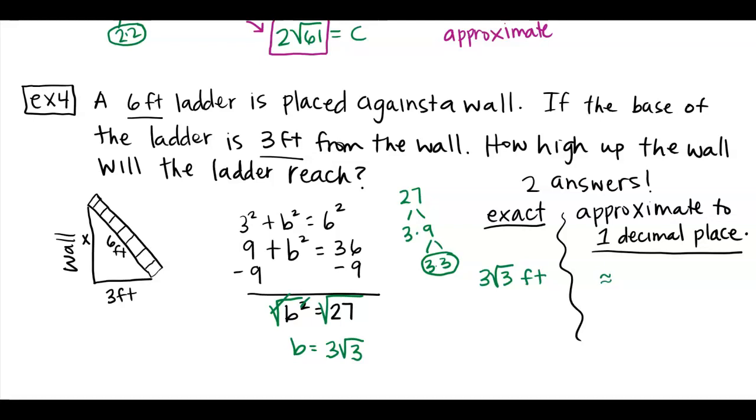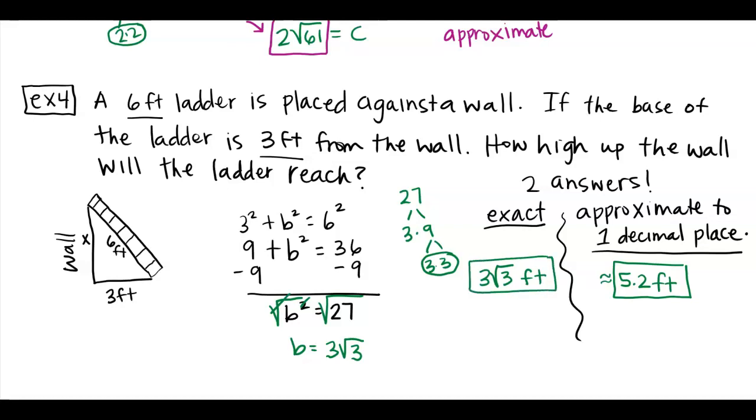Okay, I'm seeing a lot of people in the chat saying 5.2, right? And again, it's 5.2 feet. Make sure you don't forget your label on that. And that makes sense because if our ladder is 6 feet tall, we know it's not going to reach up to 6 feet on there. So 5.2 seems like a reasonably good answer.